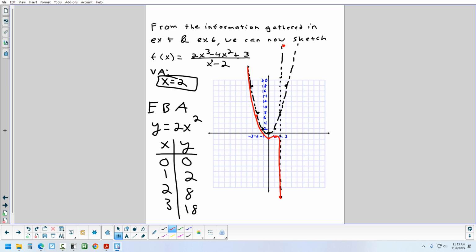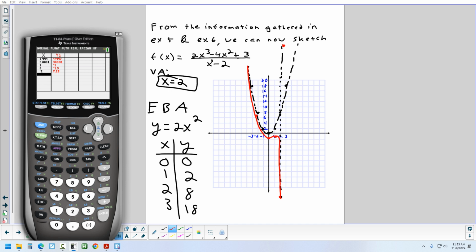Now we got to check what's happening on the right. We're going to be trapped in that zone right there, because I already have a point that's inside, and you can't get outside those dotted lines. So what would be another good x value I could check? We already checked 2.0001. Yeah, 2.5 would be a good one.